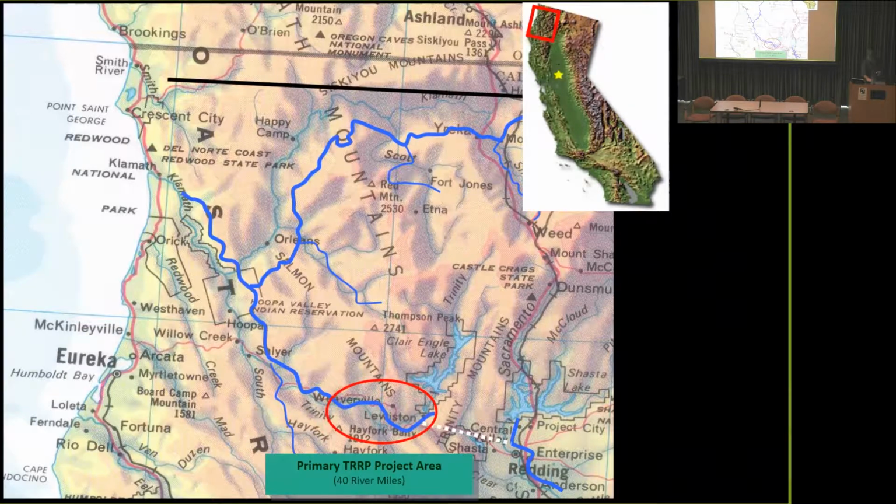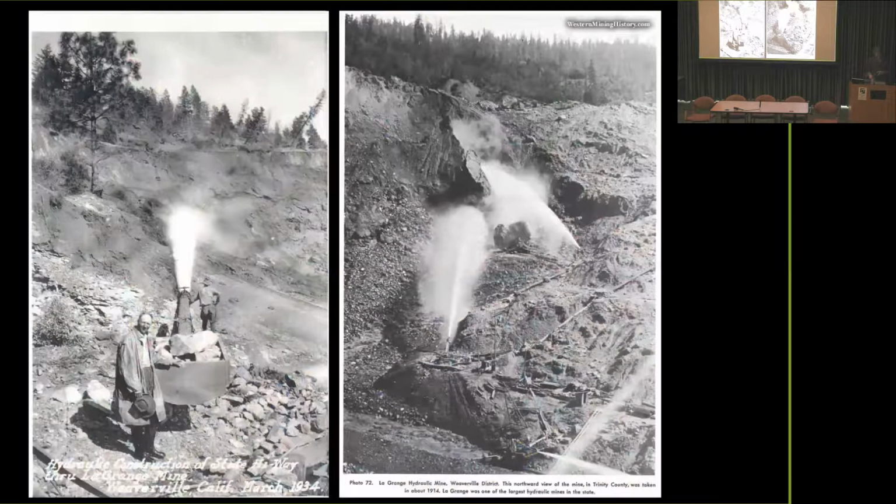Oh, I see. This thing's showing me the next slide. Okay. Yeah, I'll do it. So, before we get too much into what we're actually doing on the Trinity, some explanation as to why the Trinity is messed up.